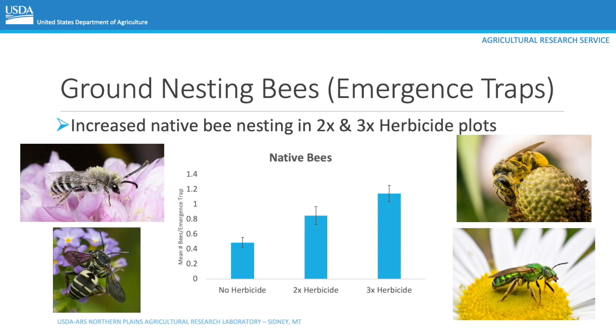What you're looking at here is from our emergence traps. And what you see is that in the herbicided plots, whether it's two times or three times, we had increased native bee nesting, or ground nesting bees that were actively using our plots. And so this was kind of exciting. In the areas where crested wheatgrass was still very prevalent, it really clogged the landscape and didn't allow for much, if any, bare ground, which is what a lot of native bees are looking for to dig their nest.